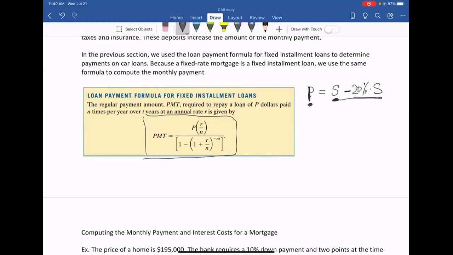This is P. The R is the APR; the question will provide you this. N is 12, because you will pay your monthly payment, which means you need to pay 12 times a year. N is how many times you need to pay a year. Okay, the formula is PMT equals P times R over N, divided by 1 subtract 1 plus R over N, to the negative NT.